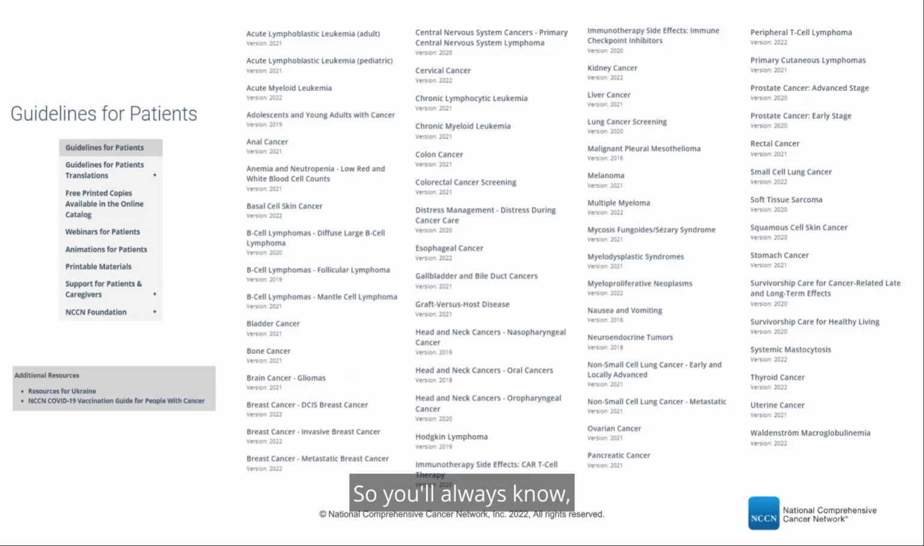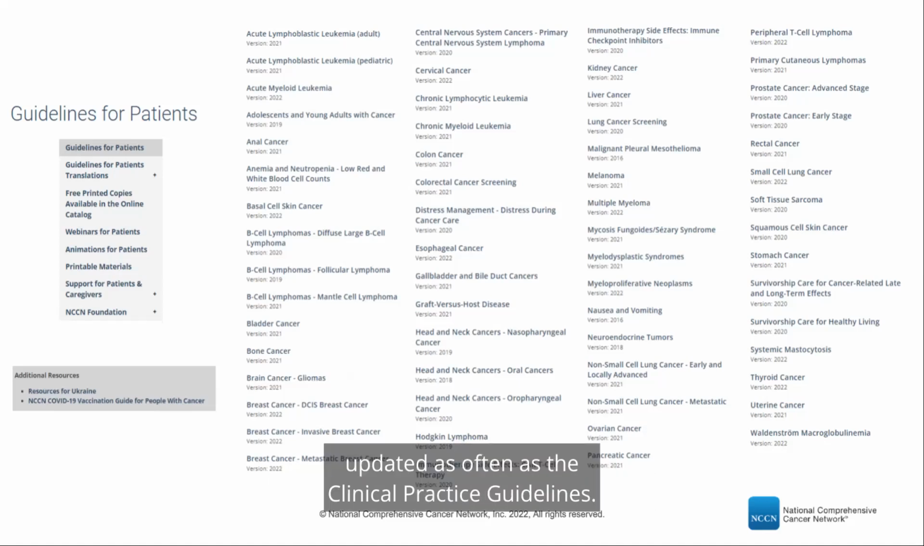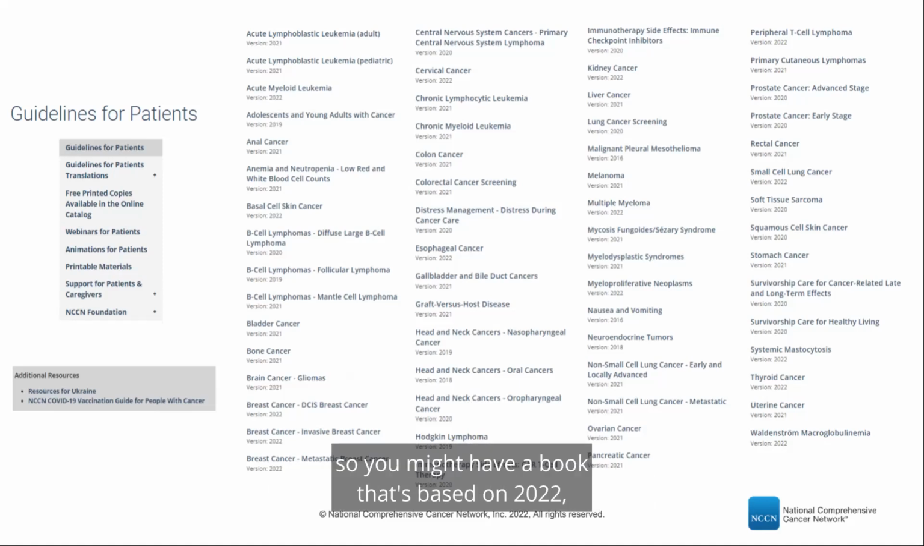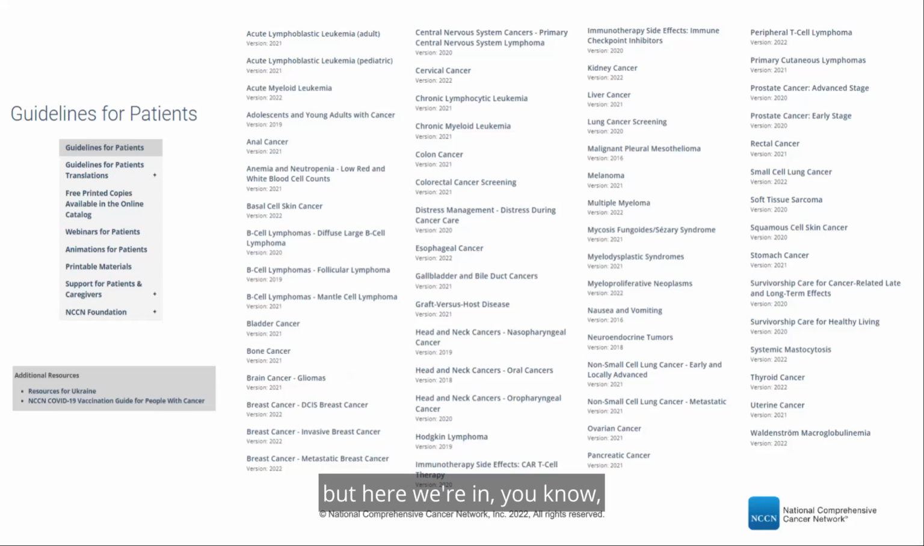So you'll always know what version of the clinical practice guideline the book is based on. Since the books are funding dependent and aren't updated as often as the clinical practice guidelines, this is important. So you might have a book that's based on 2020, but we might be in a version of 2022. So just some things to keep in mind, that there might be a little discrepancy.